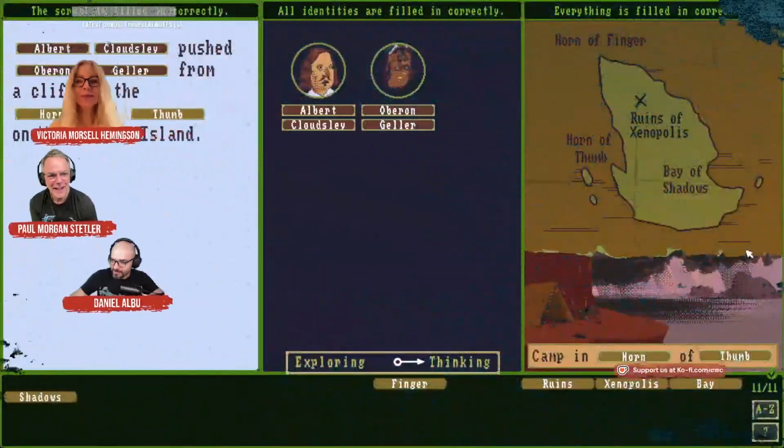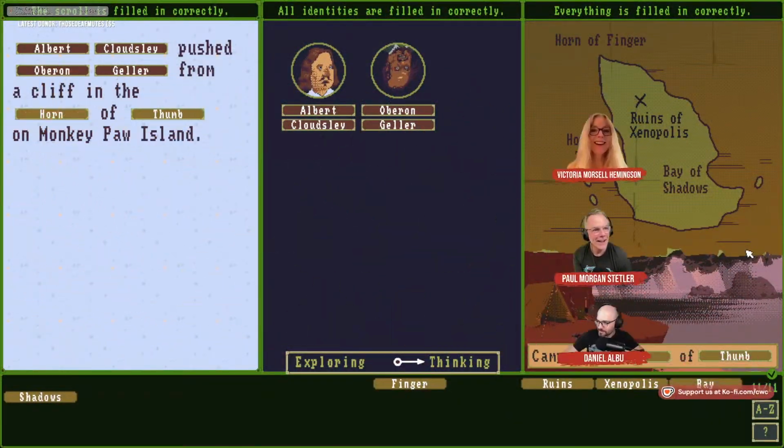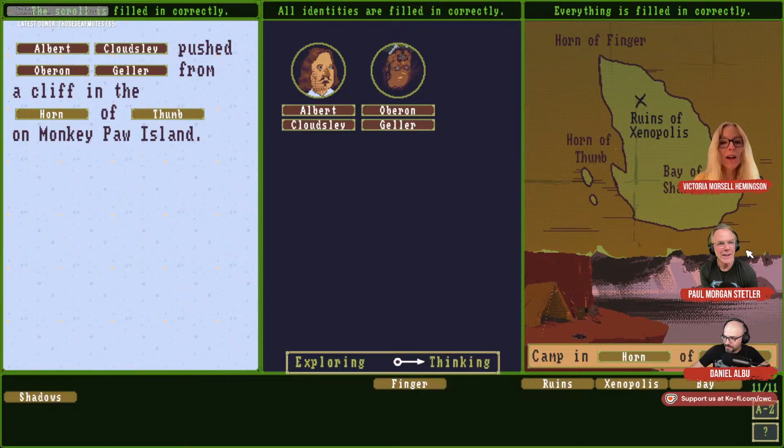Yeah, the first guy was pushed off of a cliff. Here, you have a cheat sheet. Okay, here we go. Are you going back from the beginning? Yeah, that's the first chapter. You want to read that? Sure. Albert Cloudsley pushed Oberon Geller from a cliff in the Horn of Thumb on Monkey Paw Island. And that's Albert, and that's Oberon on his way down, upside down. Yep. That's what that looks like. Everything was filled in properly.